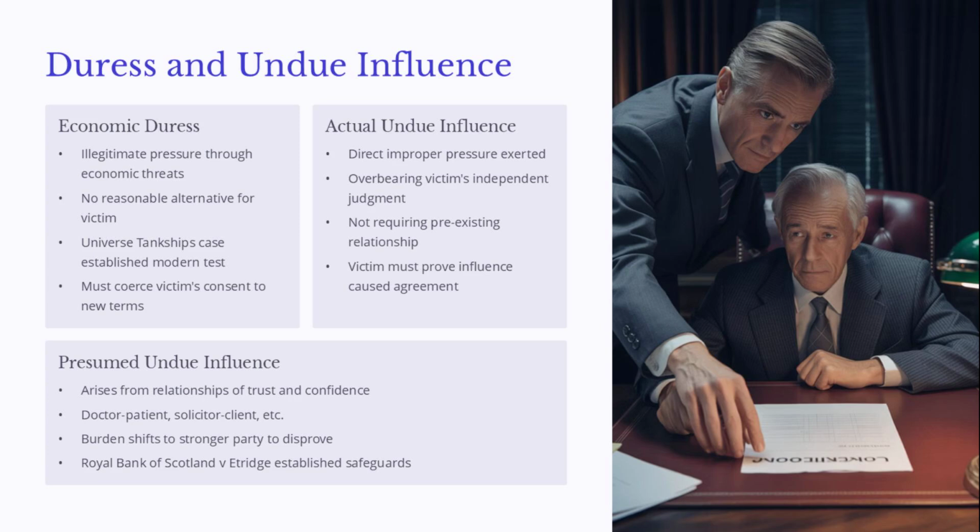Economic duress involves illegitimate pressure through economic threats, with no reasonable alternative for the victim. The Universe Tankships case established that the pressure must coerce the victim's consent to meet the test. Actual undue influence involves direct improper pressure exerted, overpowering the victim's independent judgment. Presumed undue influence arises from relationships of trust and confidence, such as doctor-patient or solicitor-client, requiring the stronger party to disprove it. Royal Bank of Scotland v Etridge established safeguards against undue influence.